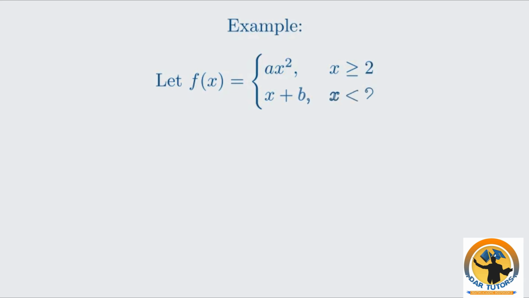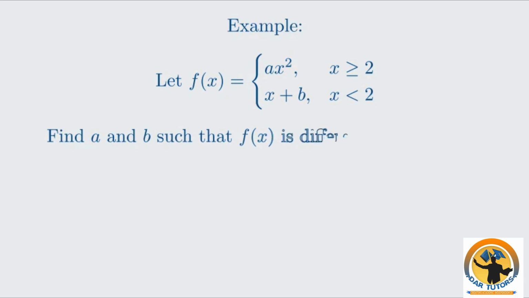Let's consider one final example, which is a classic IB-style problem. Let f of x be defined as a x squared for x greater than or equal to 2, and x plus b for x less than 2. We need to find the values of a and b that make the function differentiable at x equals 2. We'll follow the same two-step process.